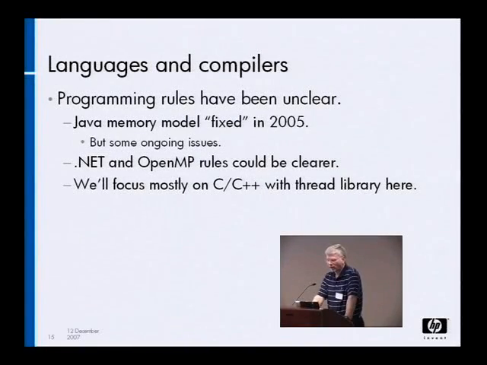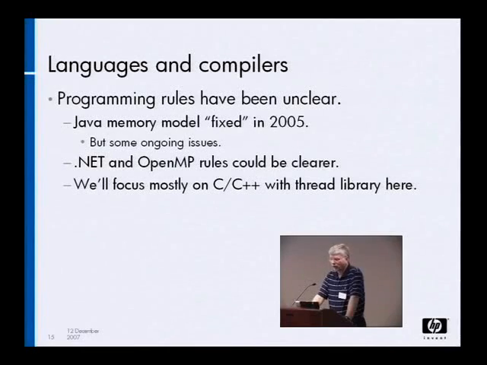Okay, moving up a level in the stack here to languages and compilers. The programming rules for dealing with threads in general have been pretty unclear, in some languages more so than others. Probably the language that's in the best shape here is Java. The Java memory model, which defines basically the semantics of shared variables in Java, was fixed in 2005. There are some ongoing discussions about some of these issues, and in fact the issue I just talked about, implementability on various architectures, was one of those that came up since then. So things haven't completely settled, but there is a mostly consistent story there.